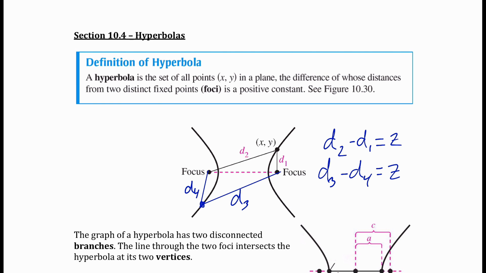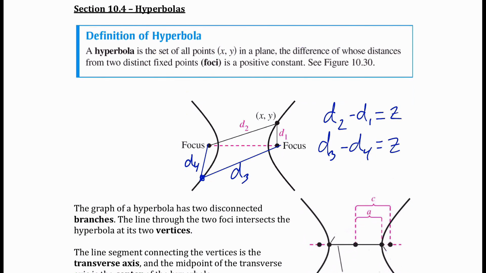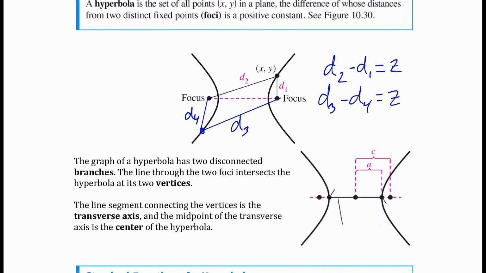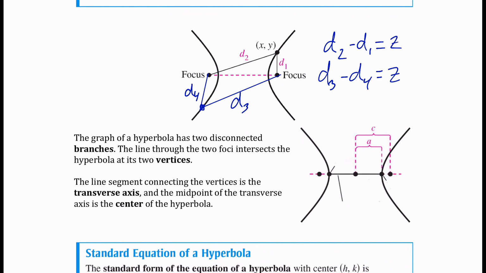Now the graph of a hyperbola is two disconnected branches. So in this case, we've got a left and right branch. The line through the two foci intersects the two branches at the vertices. So we're using a lot of similar terminology that we've used in the past. The line segment that connects the vertices is called the transverse axis. Let's add that to our image here. So we've got a transverse axis.